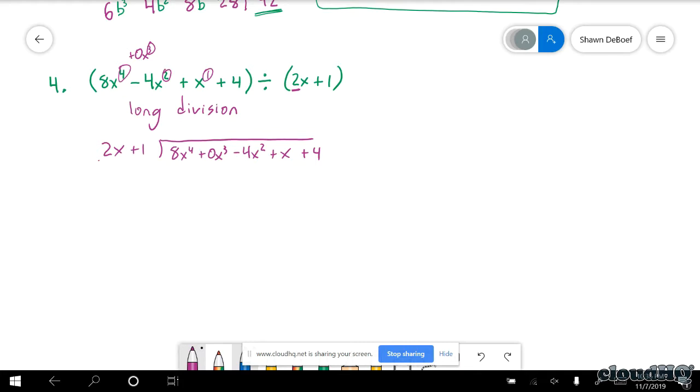So look at your first term, 2x, compare it to the first term here, 8x to the fourth. Figure out what you have to multiply it by. To get from 2 to 8, I have to multiply by 4. And to get from x to the fourth, I need to multiply by x to the third. So in total, I multiply by 4x to the third. So multiply 4x to the third to the entire 2x plus 1, giving me 8x to the fourth plus 4x cubed. So now I subtract that. Those go away. 0 minus 4x cubed is negative 4x cubed. Then go ahead and drop down all of the terms.